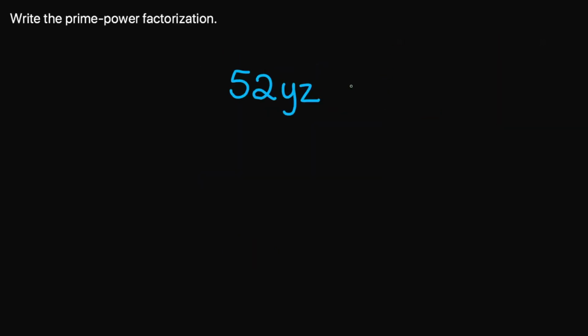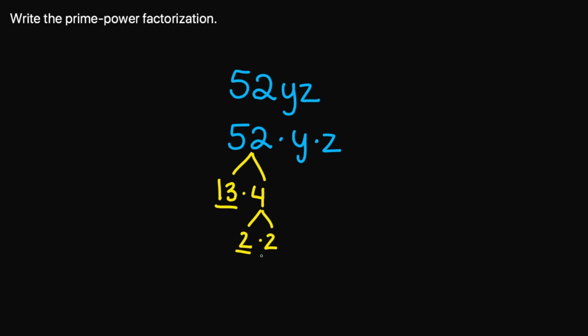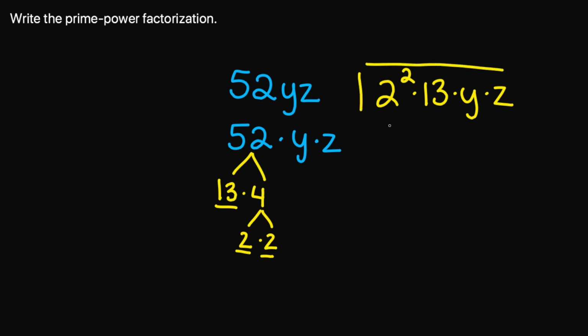Let's try this example, 52yz. I can separate my 52 times y times z. I can factor my 52 into 13 times 4. My 13 is a prime number, cannot further factor, but I can factor this 4 into 2 times 2. And now I am left with prime numbers. So your final answer is going to be 2 to the second power times 13 times y times z. This is going to be your prime power factorization.